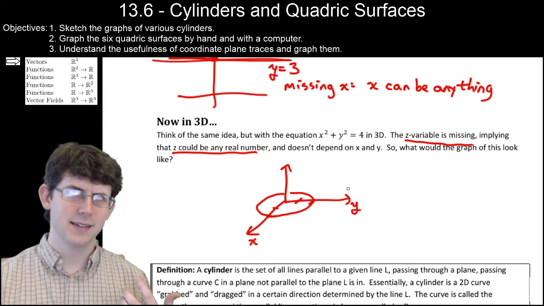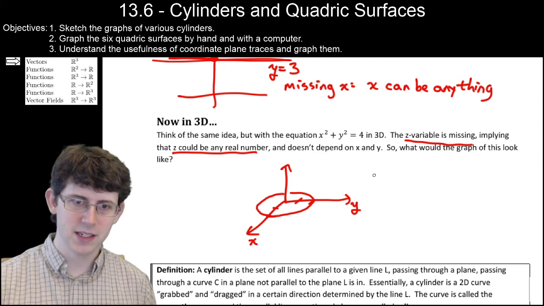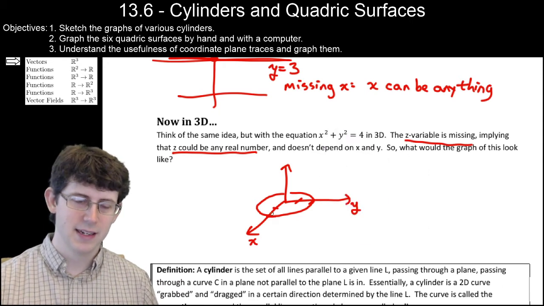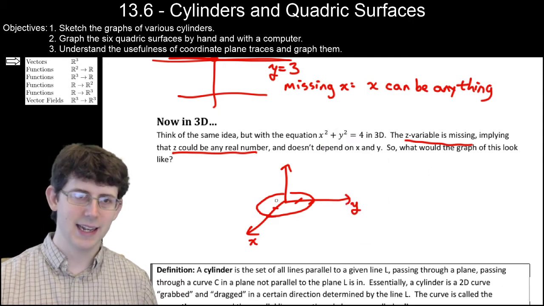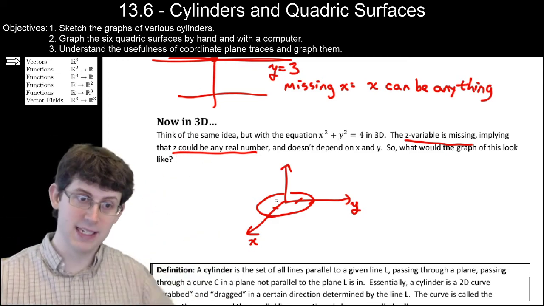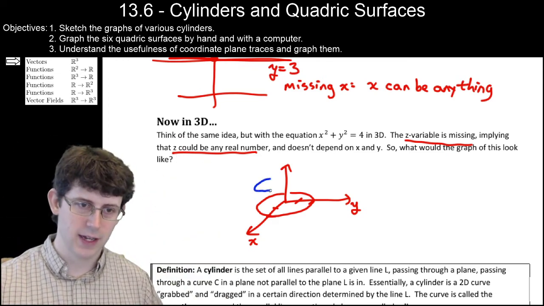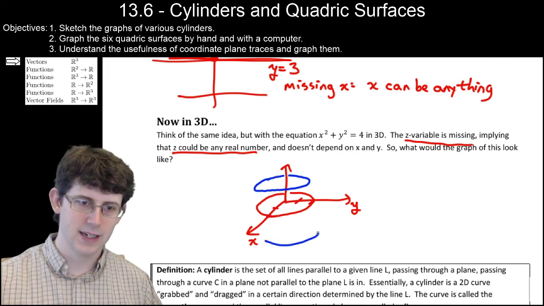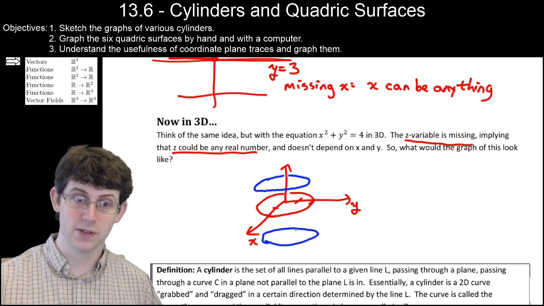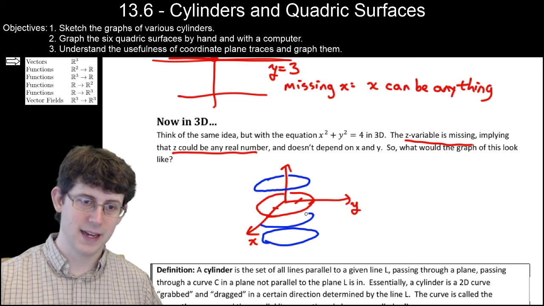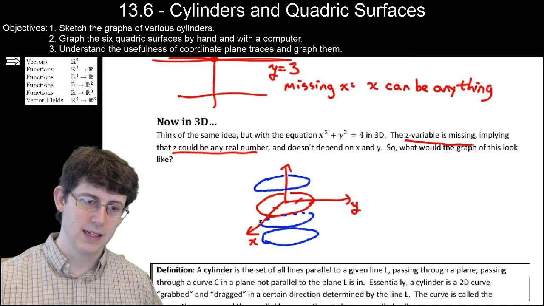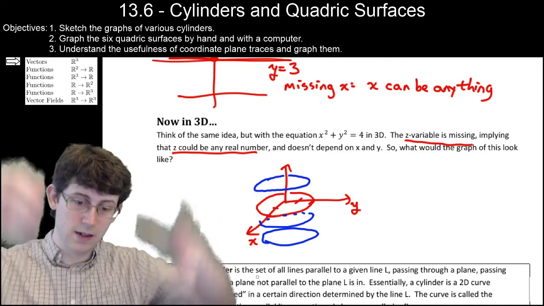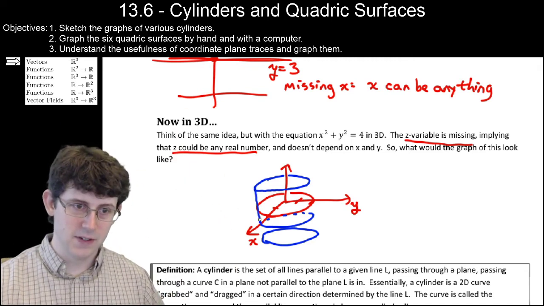But then z is not mentioned in the equation, so z can be anything you want. So you need to take this circle and drag it around at every z value. So up here, it's also x squared plus y squared equals 4. And down here, it's also x squared plus y squared equals 4. The graph of x squared plus y squared equals 4 is all these circles all tied together. And that gives you a cylinder.